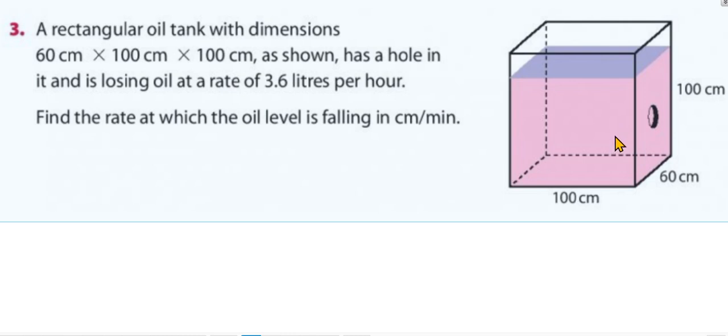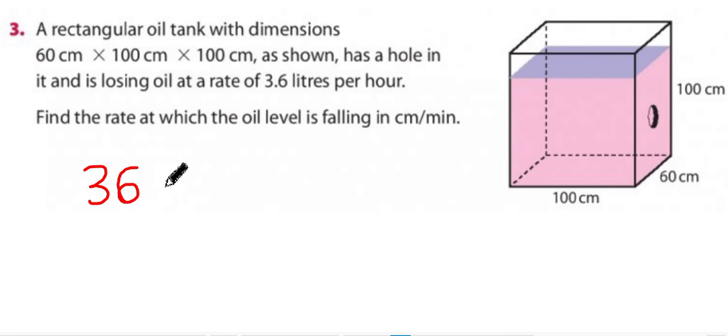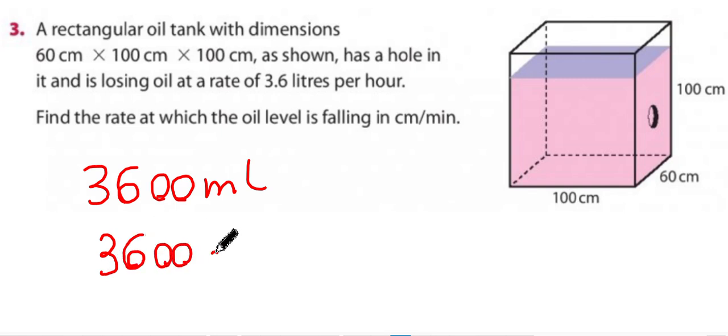Okay. Now, a rectangular tank of oil with dimensions 60 by 100 by 100, as shown, has a hole in it and is losing oil at the rate of 3.6 litres per hour. Find the rate at which the oil is falling in centimeters per minute. Alright, now this is a tough question, right? The first thing I'm going to do is say that it's 3,600 milliliters. Would everybody be cool with that? Would everybody then be cool with 3,600 centimeters cubed? Because 1 milliliter is a centimeter cubed.